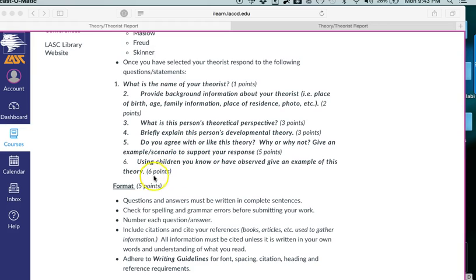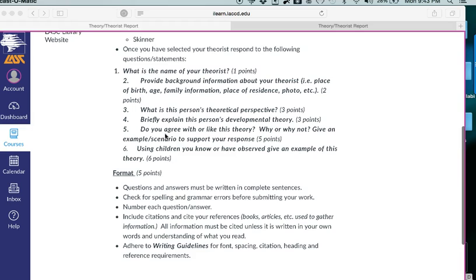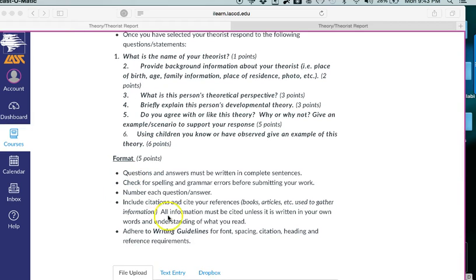So this area is falling short, and then we're putting a whole bunch of information in this area. Even where it says briefly explain this person's theory, some people have at least a page long worth of information without any citations or references. So this is where we dive into plagiarism. And then the other thing is the format.